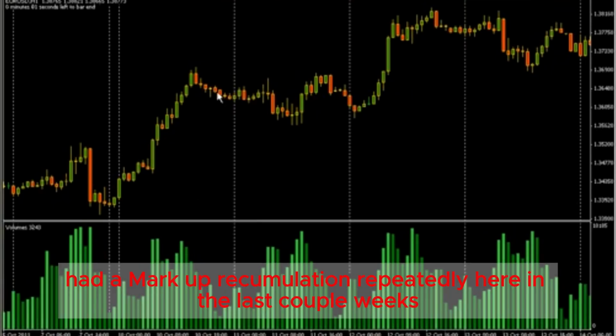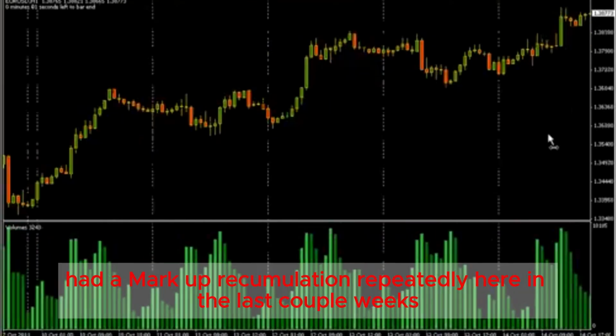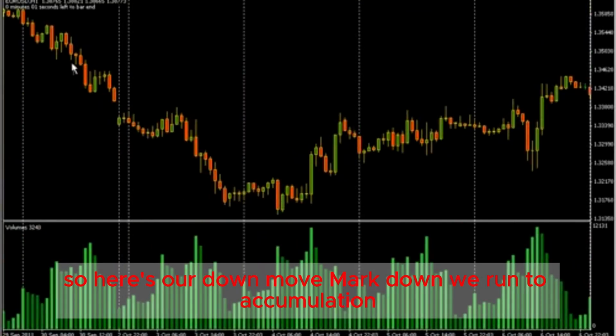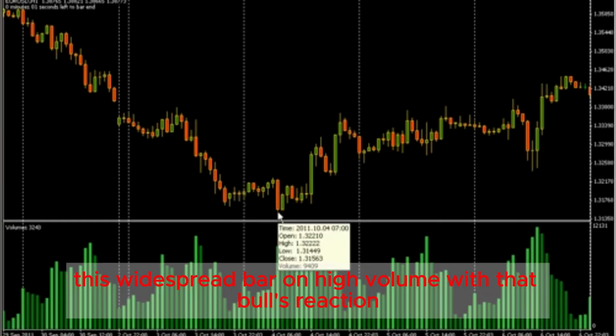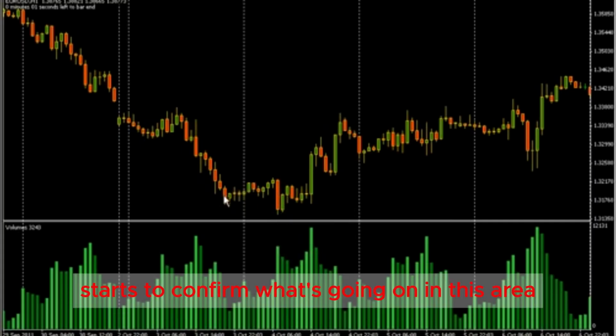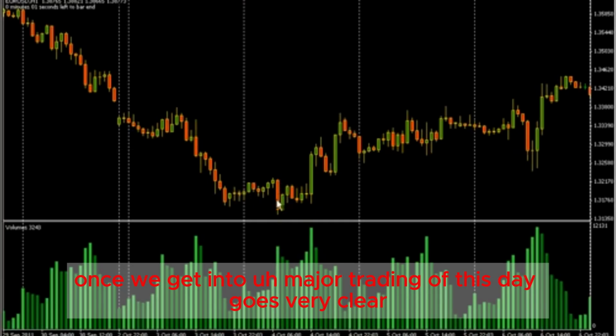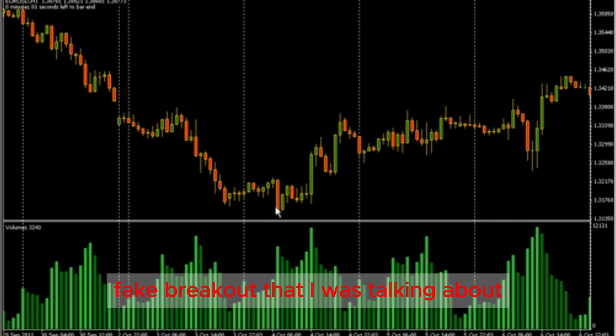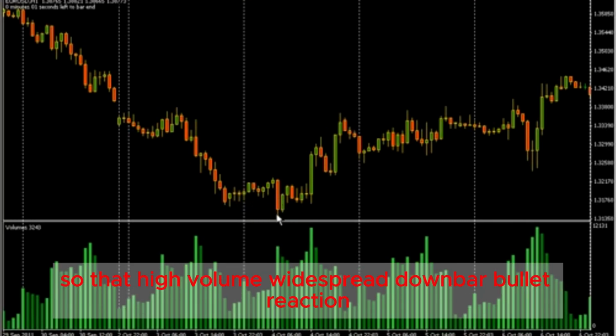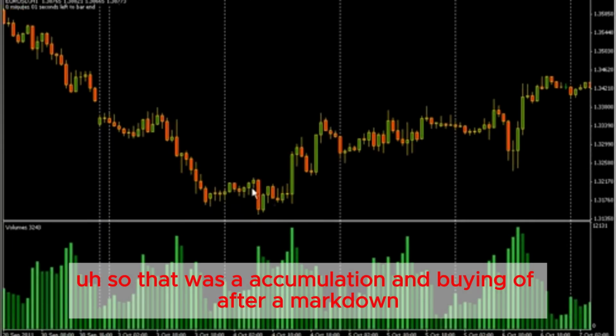We've had markup and reaccumulation repeatedly here in the last couple of weeks. So here's our down move, markdown. We run into accumulation. In this case, it wasn't a very long lasting accumulation, but again, this widespread bar on high volume with that bullish reaction starts to confirm what's going on in this area. If it wasn't too clear beforehand, once we get into the major trading of this day, it becomes very clear. And that's also a good example of that fake breakout that I was talking about. So that high volume, widespread down bar, bullish reaction. So that was accumulation and buying after a markdown.